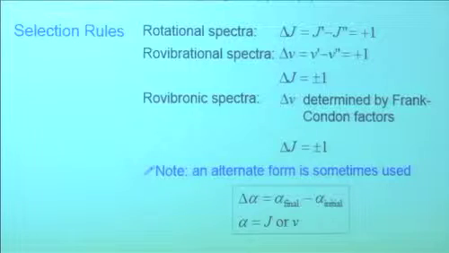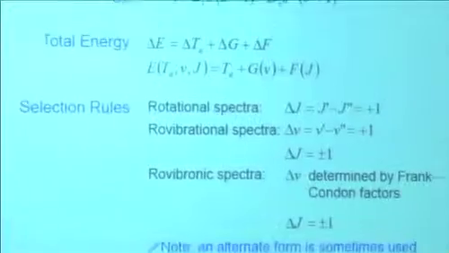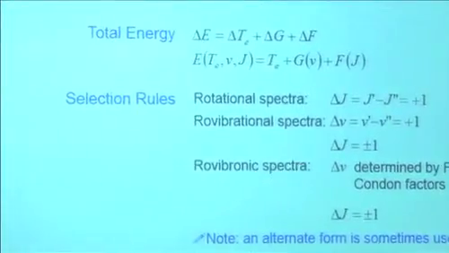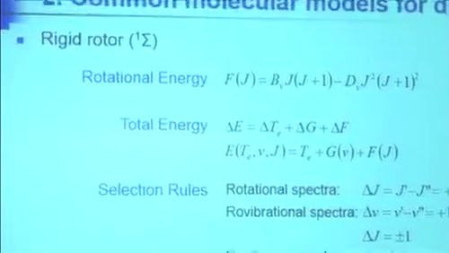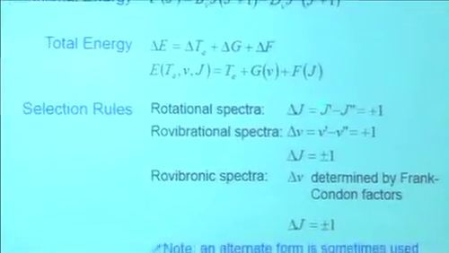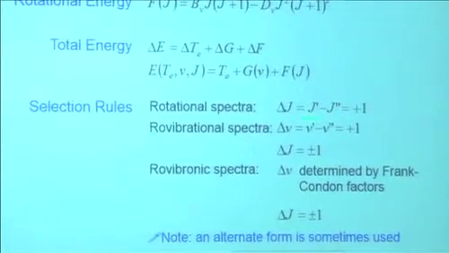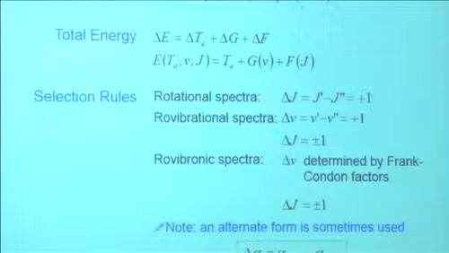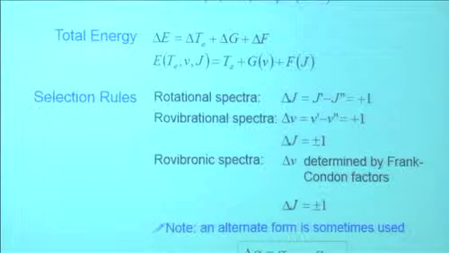Okay, let's see. I think I left out this. Okay, now I should talk about the pure rotations: delta J is 1 because it's J upper minus J lower. The rovibrational spectrum, we had delta V could be only plus 1, and then delta J is plus or minus 1, so there's a P and an R branch.